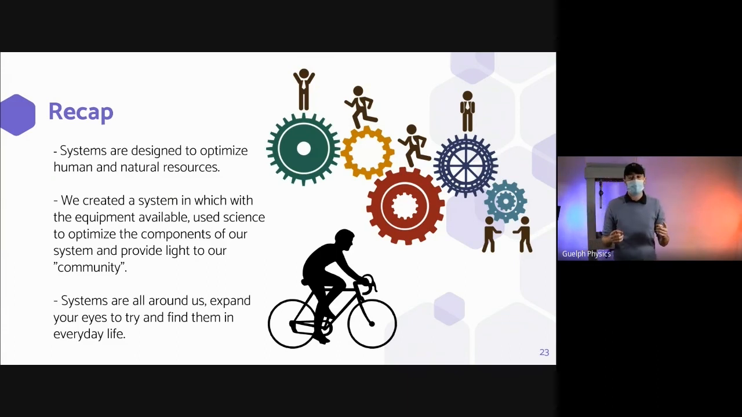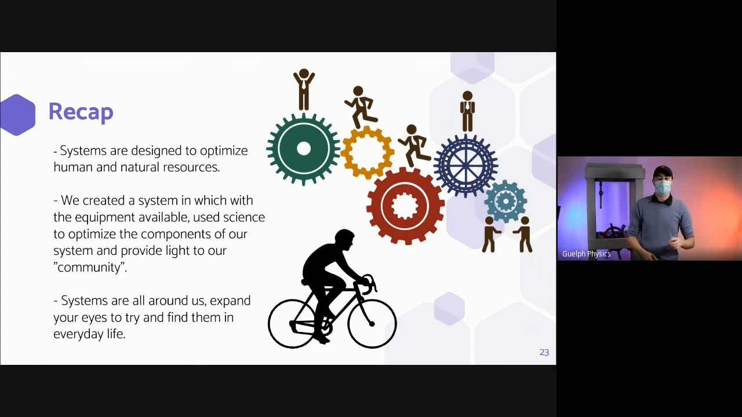So the first is, we want you to have a really good and general understanding of what a system in action is. We want you to be able to say that you know that a system in action intakes the inputs, the system states or components use human and natural resources in order to produce a wanted output. And we showed that with our system as we use the equipment available to us and then use science to help each component get us from our starting input to our final output of lighting up our community.